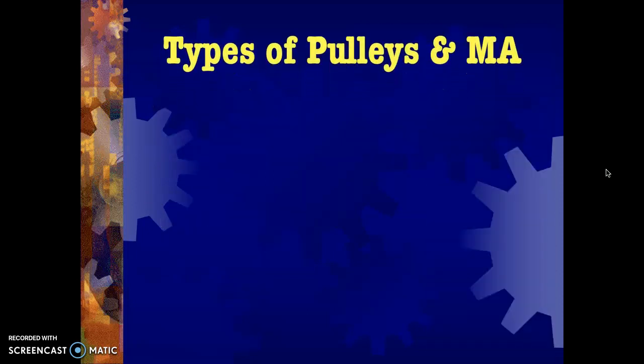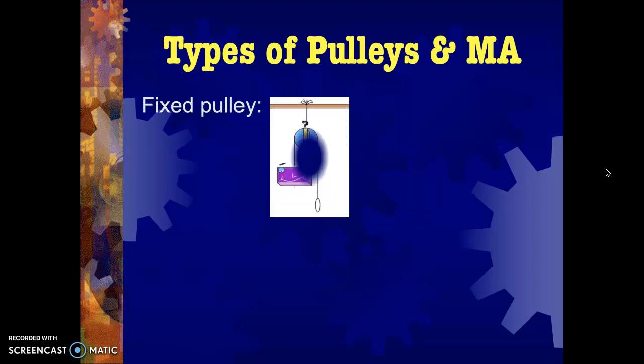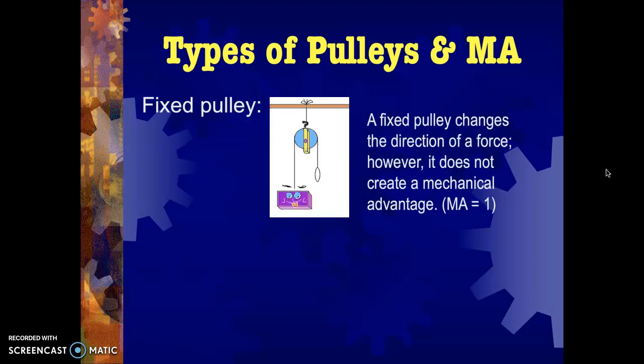Okay, so types of pulleys and their mechanical advantage. There are different types of pulleys depending on the number of pulleys and how they are arranged. We have what normally is called a fixed pulley. A fixed pulley would look like this, and that means that the pulley is set in position. It can't move up and down, and then the rope runs over the groove and you pull downward and lift the object upward. This is a fixed pulley.